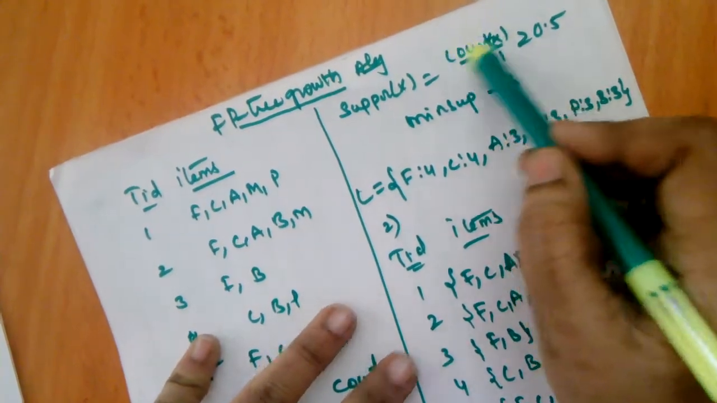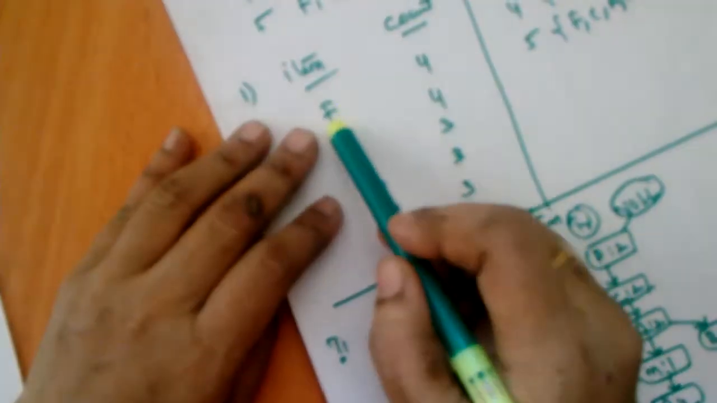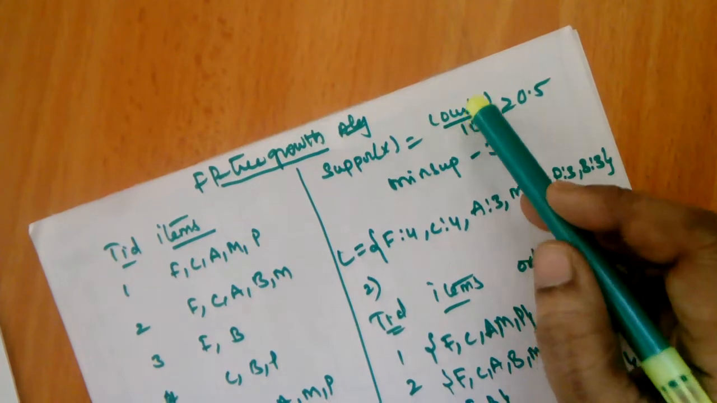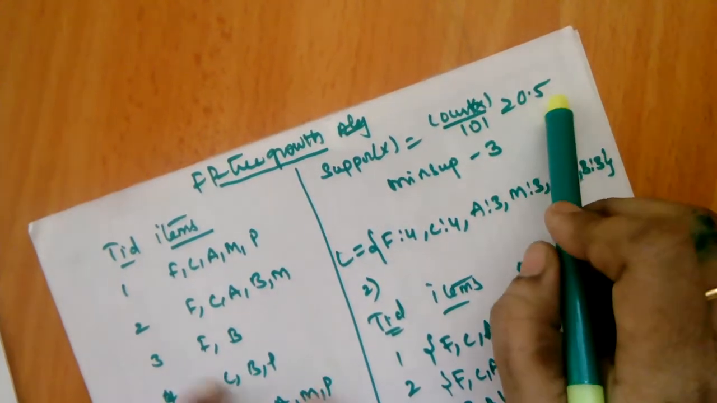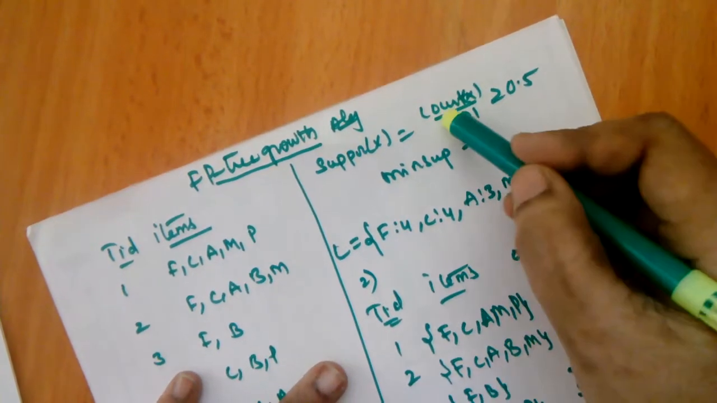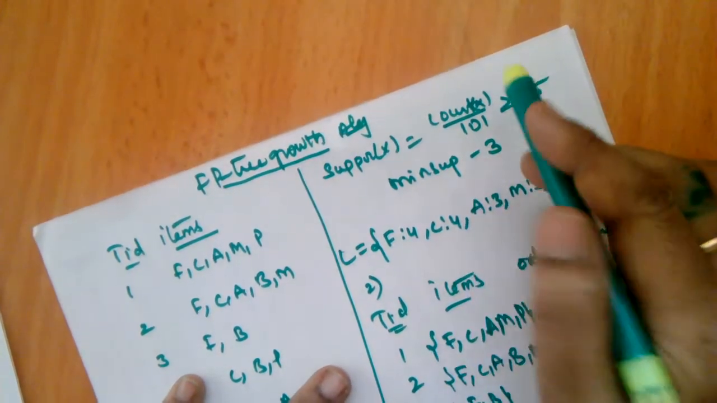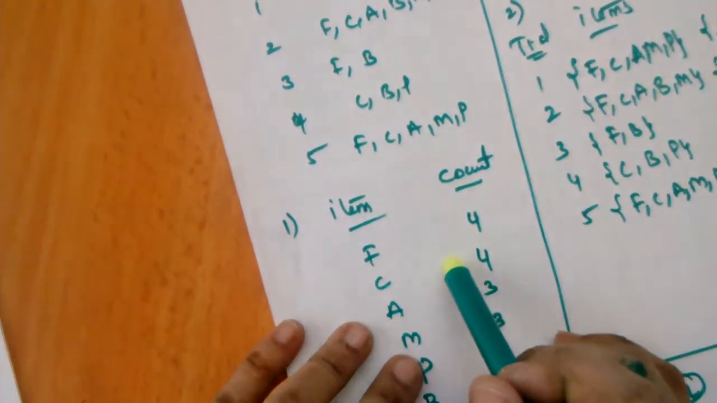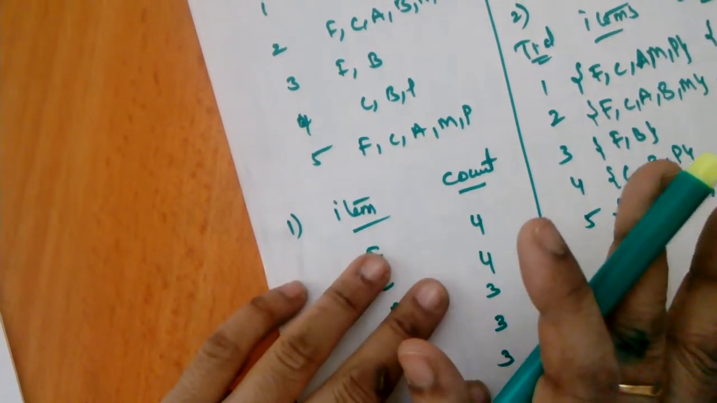So here, what is the count of x? Count of each item: count of f, count of c, divided by the number of transactions. Count of f is 4. How many transactions? We have 5. 4 by 5 is greater than or equal to 0.5. This is true. So 0.5 means, here we have 5 transactions, that means the count of each item should be at minimum 3.